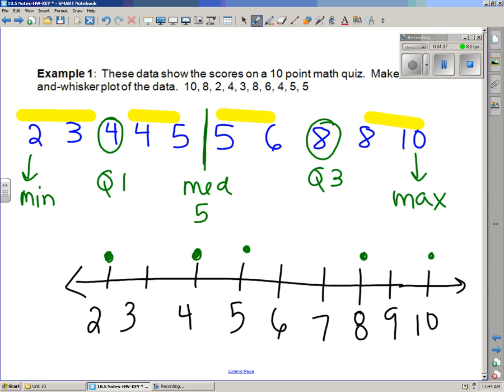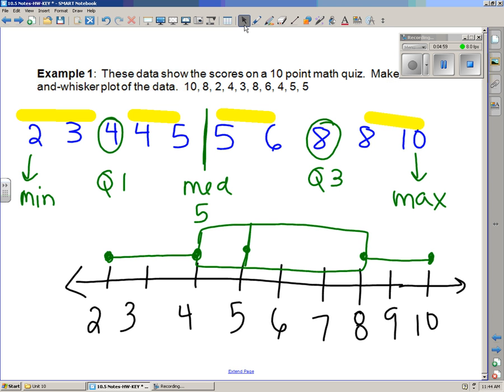Once those points are plotted, it says draw a box from quartile 1 to quartile 3, and then draw a line segment through your median, and then extend line segments from quartile 3 to the max and quartile 1 to the min. This is your box and whisker plot.